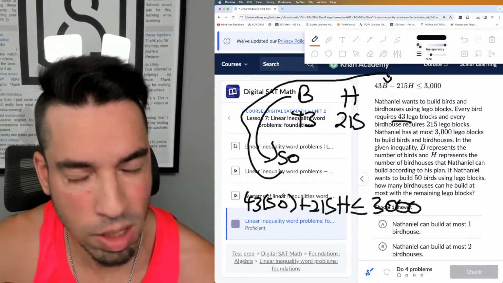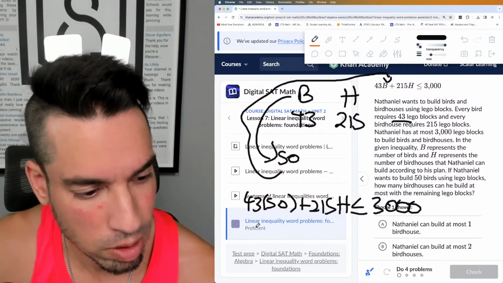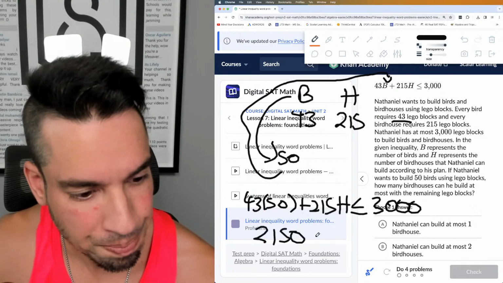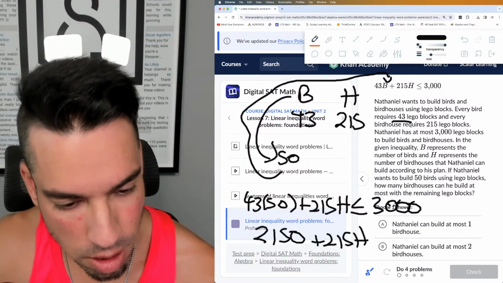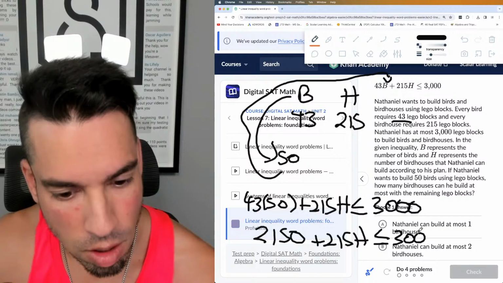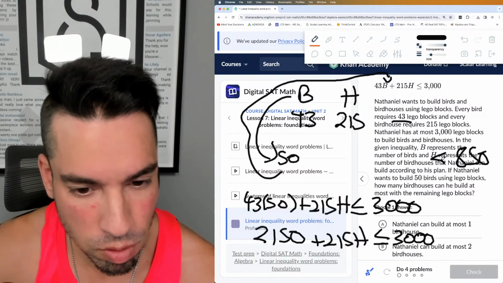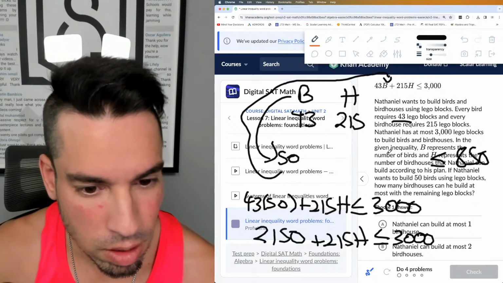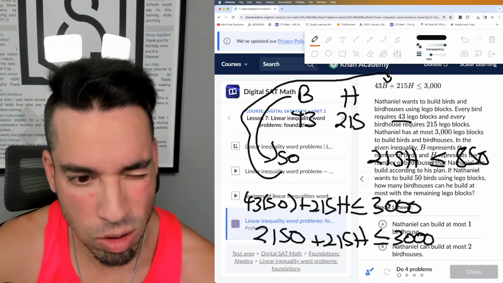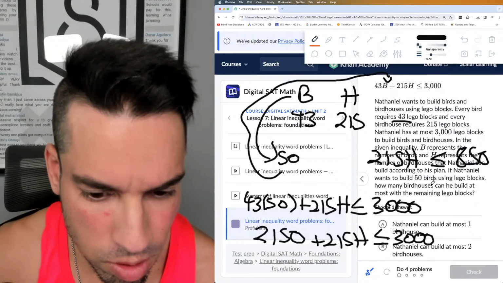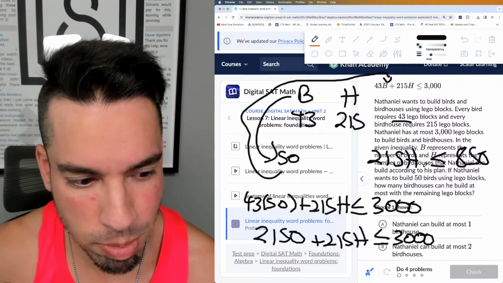Let's see. 43 times, I think I can do it in my head, right? 40 times 50 is 2150. So it's 2150 plus 215H is less than or equal to 3,000. We're going to subtract 2150 from both sides. That's 850. Sorry, I'm writing all over this thing. Then that's 850. 215H is less than or equal to that. And then that goes in almost 4 times. I think it goes in a little bit less because 4 times that should be 860.